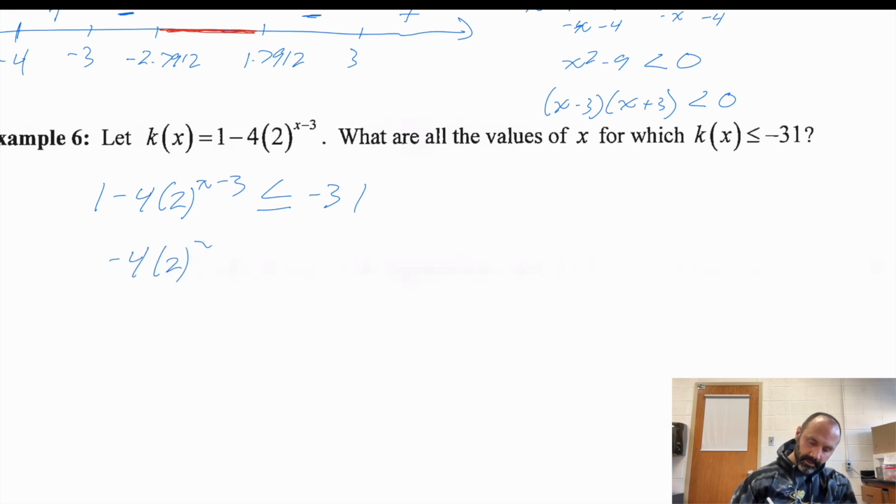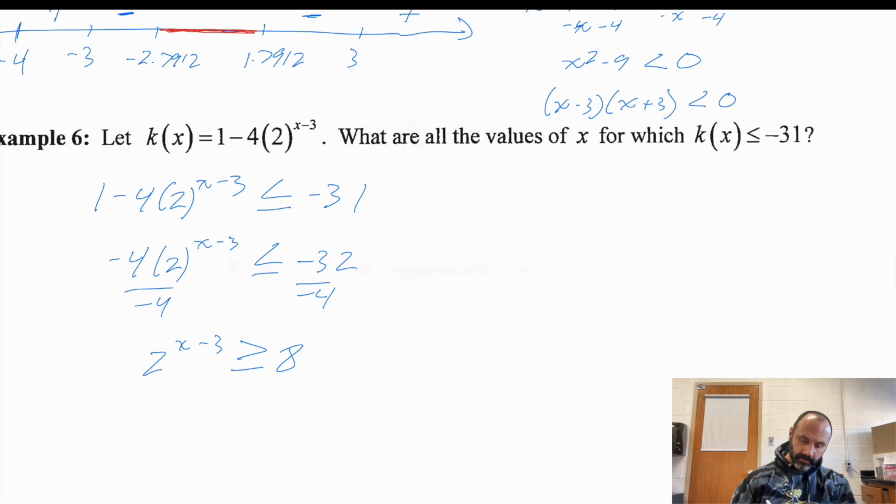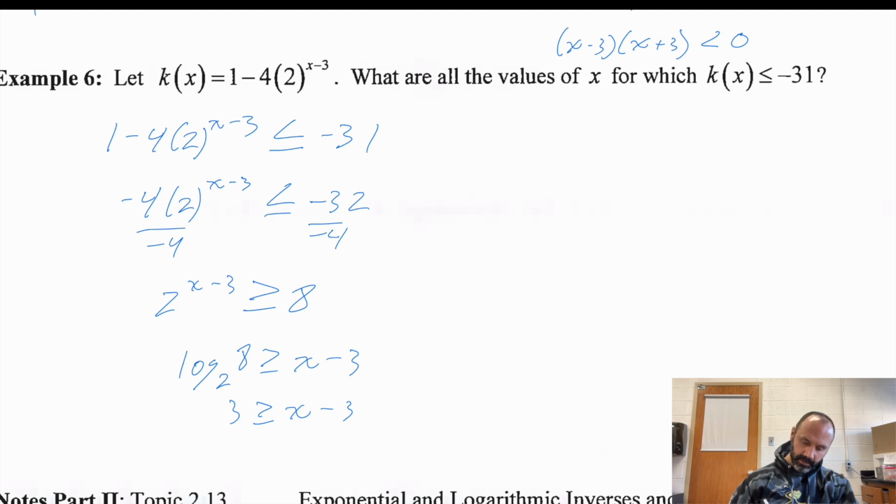I'm going to subtract 1 from both sides. Divide by negative 4. Now don't forget, when you divide by a negative number, it switches the sign. So this becomes 8. So now I can write log base 2 of 8 is greater than or equal to x minus 3. Log base 2 of 8 is 3, right? 3 is the exponent of 2 that gives you 8. So 3 is greater than or equal to x minus 3. I add 3 to both sides, so I get 6.